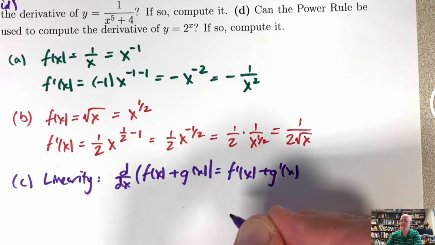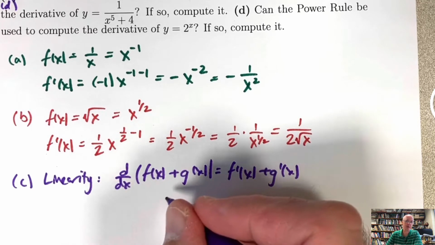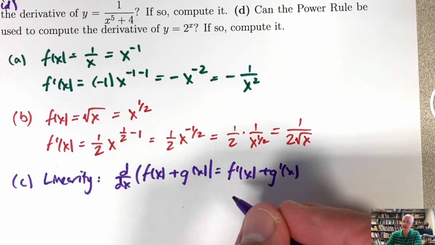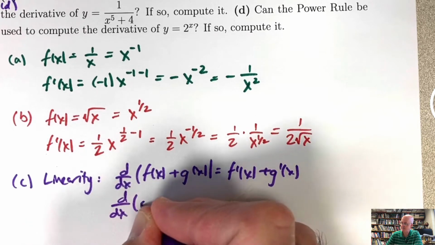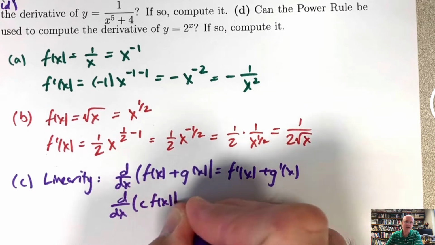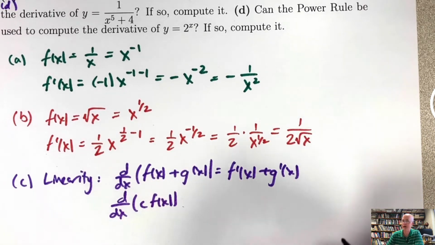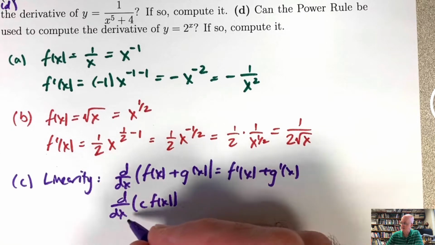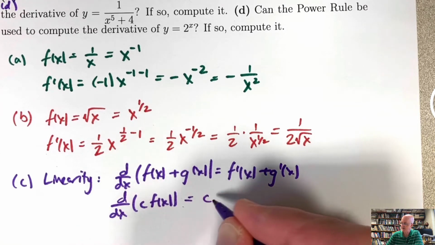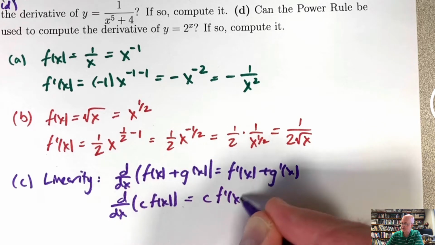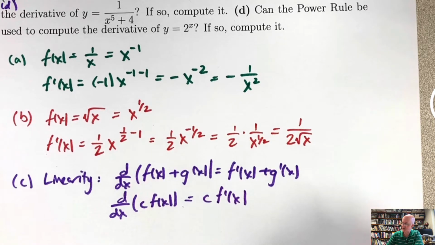This also extends to taking the derivative of 3 or 4 or 5 or 6 functions. It also extends to allowing for constant multiples of functions, and in general what are called linear combinations of functions. When you take the derivative of c, a constant, times a function f of x, the constant effectively gets carried along for the ride. You get c times f prime of x.